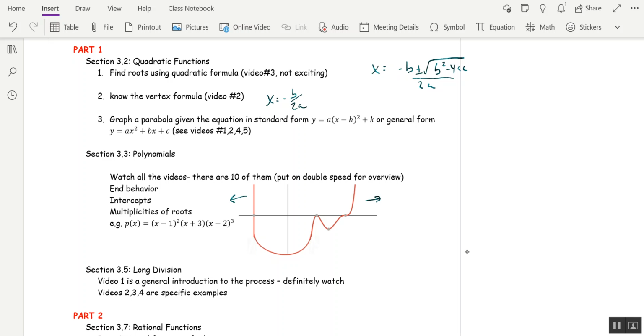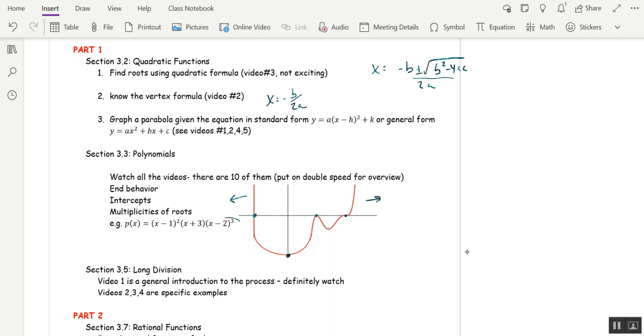So this graph is going to go up to infinity on either side as x goes to infinity or negative infinity. Intercepts, both x and y. So these are x-intercepts. Down here, that's a y-intercept. Multiplicities of roots. So that's something super important.